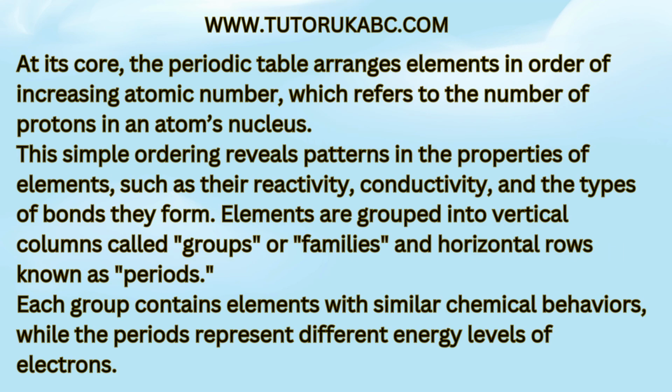At its core, the periodic table arranges elements in order of increasing atomic number, which refers to the number of protons in an atom's nucleus. This simple ordering reveals patterns in the properties of elements, such as their reactivity, conductivity, and the types of bonds they form. Elements are grouped into vertical columns, called groups or families, and horizontal rows known as periods. Each group contains elements with similar chemical behaviors, while the periods represent different energy levels of electrons.